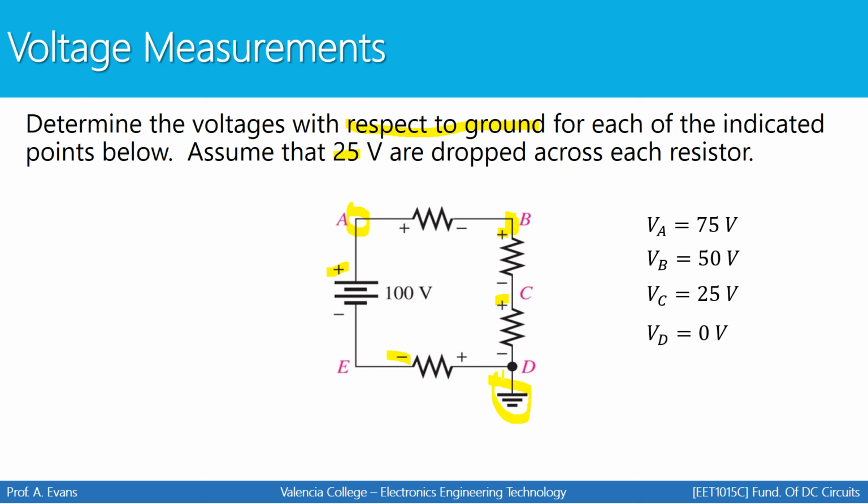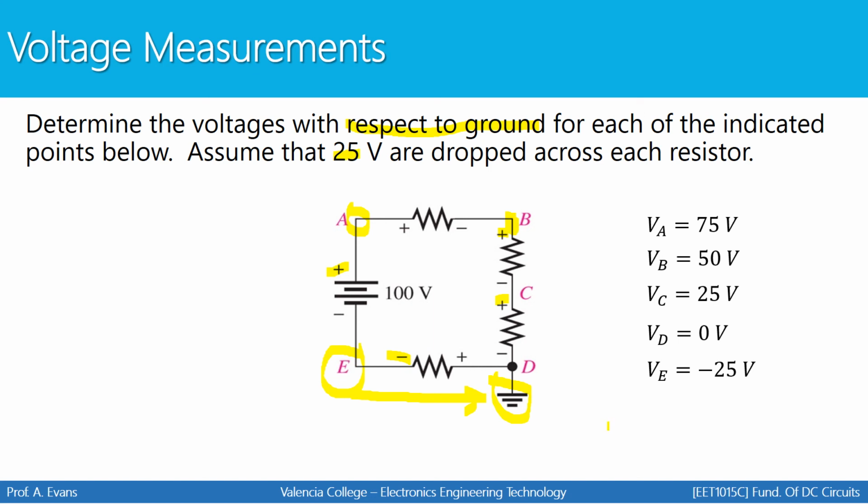The voltage from point D to ground would be 0. There's no resistance along this path, therefore there's no voltage. The voltage has to be 0. The voltage from point E to ground, if I'm measuring from this point to ground, I have a negative polarity because I hit the negative sign first as I'm traveling along this path. I have one resistor with a voltage drop of 25 volts. So my voltage from point E to ground would be negative 25 volts.